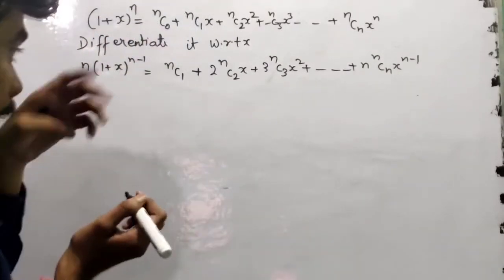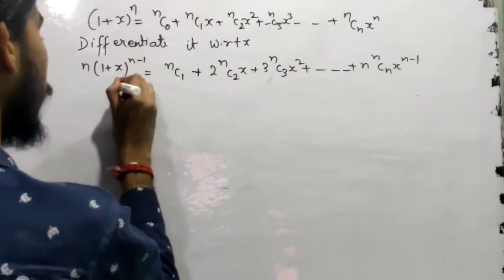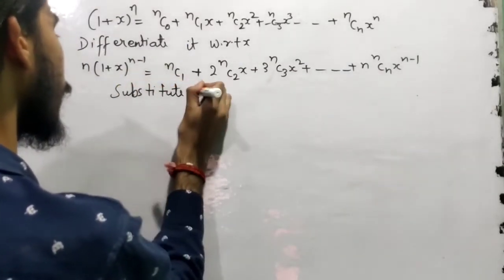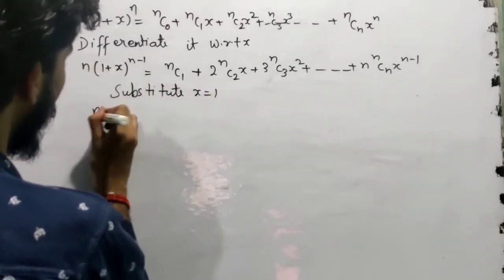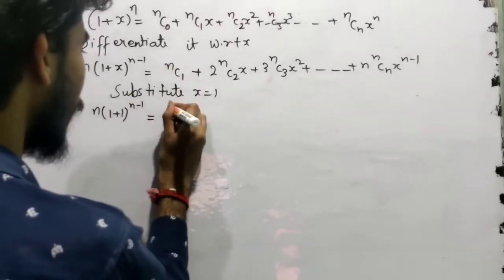Okay, so here I am going to put x equals 1. So substitute x equals 1. After substituting x equals 1, you will get n(1 + 1) to the power n minus 1, and the right side becomes nC1.